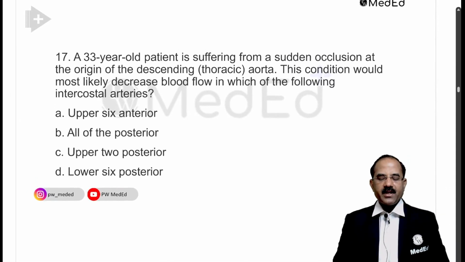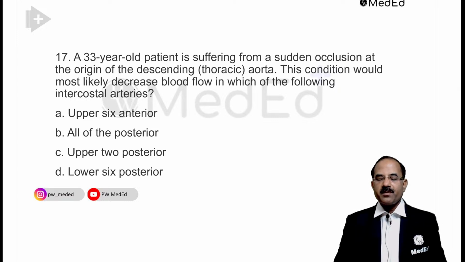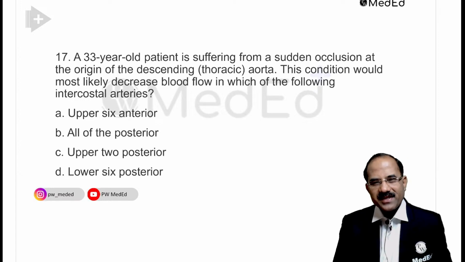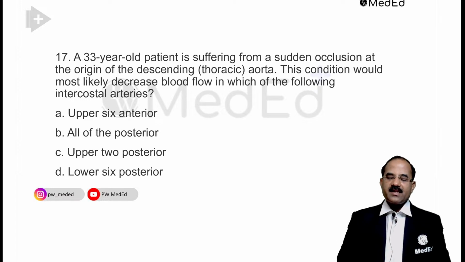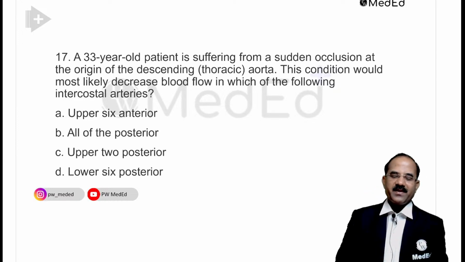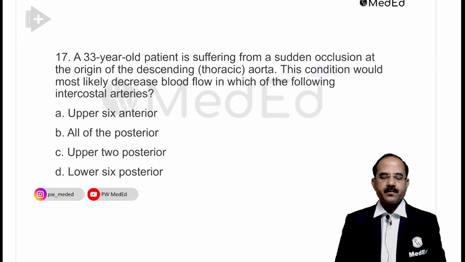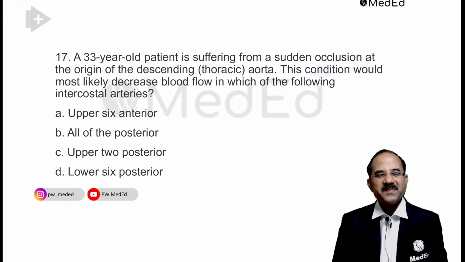Answer this, number 17. A 33-year-old patient is suffering from sudden occlusion at the origin of descending thoracic aorta. This condition would most likely decrease flow in which of the following intercostal arteries? Come on, answer this, bacho.